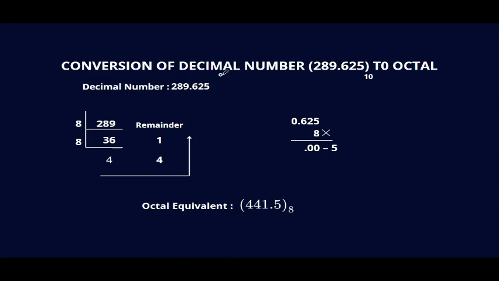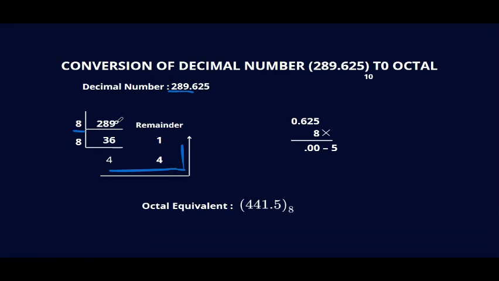Let us see the conversion of decimal number 289.625 to its octal counterpart. Here the integer part 289 is divided successively by the base 8 of the octal number system, and the remainders are read in the reverse order. On the other hand, the fraction part is multiplied by 8, and the integer part of the product is read in normal order.